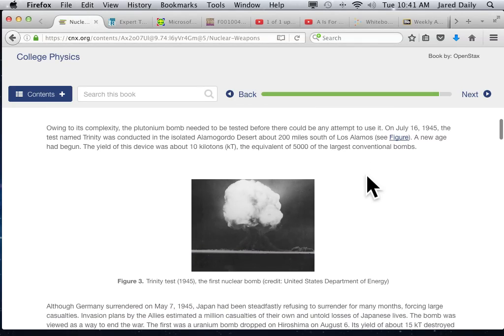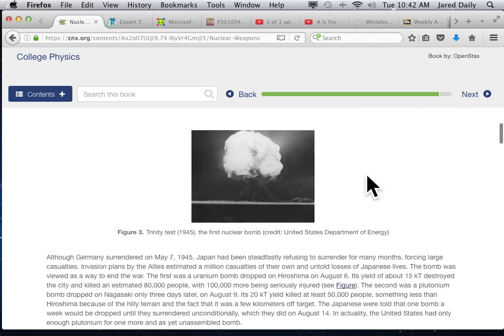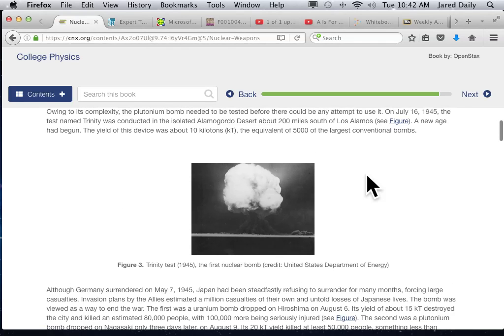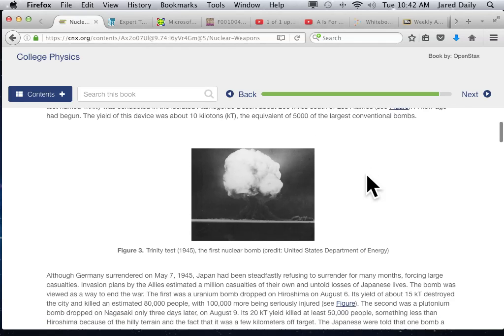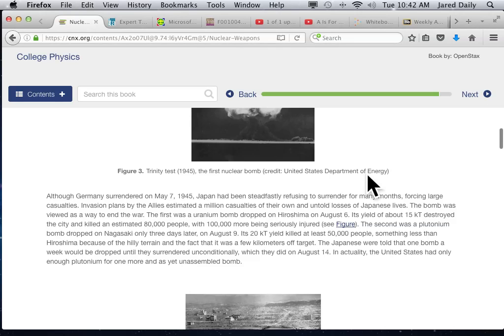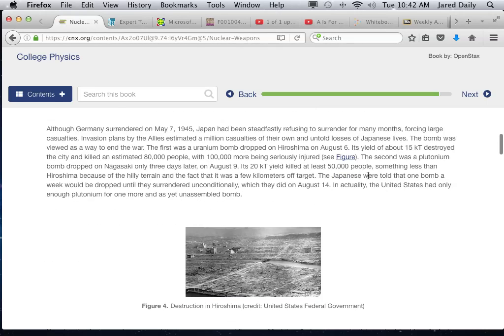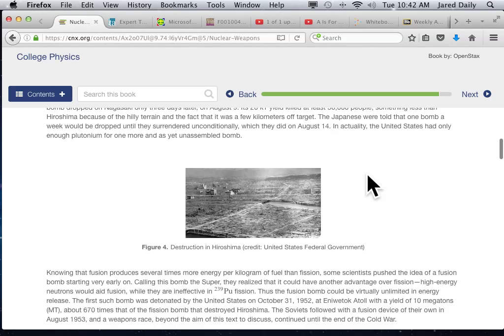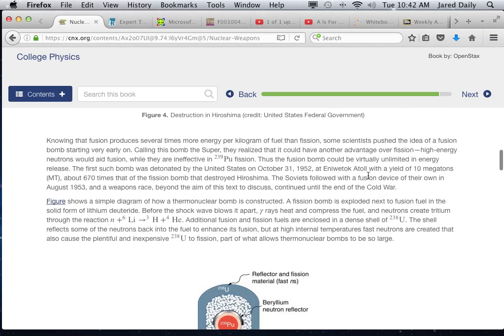So there's the Trinity test outside of Albuquerque, New Mexico. Los Alamos, I guess, is better. It's closer to Los Alamos. Los Alamos was pretty small at the time. And there's Hiroshima after it was bombed, pretty much decimated it.